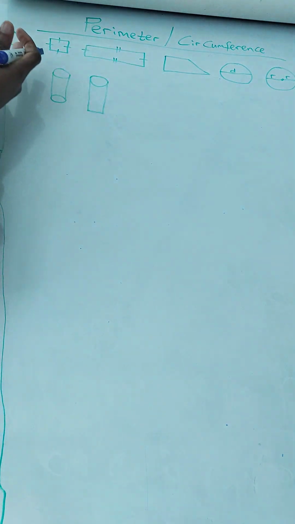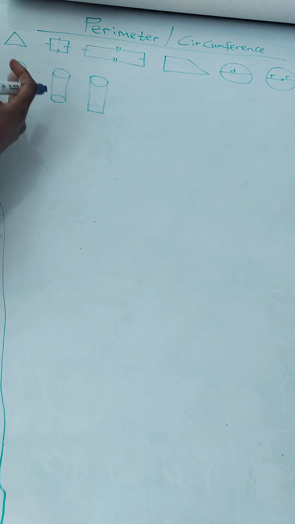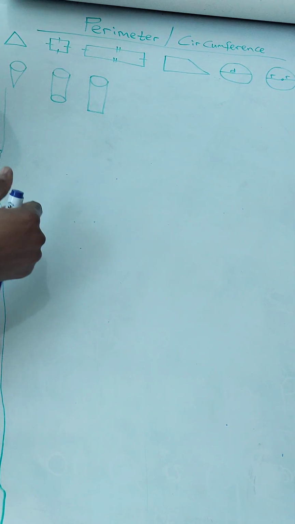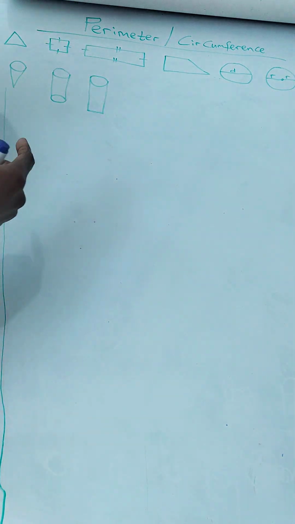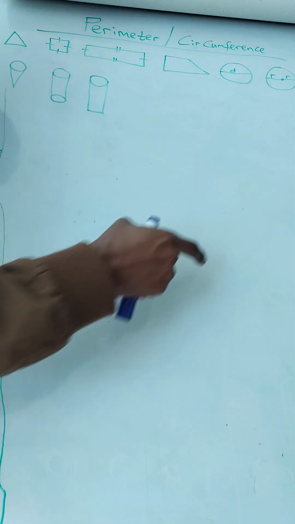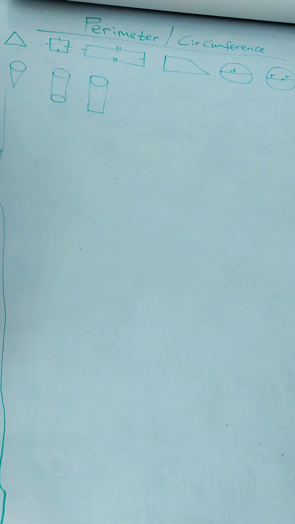We have different types of triangle. We have the right angle triangle, which has one of its angles to be 90 degrees. Under perimeter and circumference, we are not talking about the angle. We are talking only about the sides, the lengths. So for a triangle, it will be the three sides, which you can call A plus B plus C. That is three sides altogether.